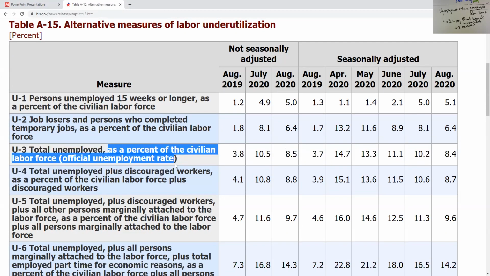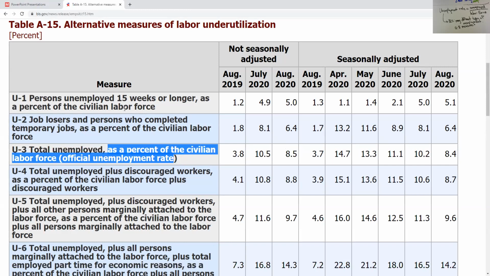And so to be unemployed, according to the BLS, you have to have been out of work and looking for a job for so much of your time. And so if you're just out of work, right? So a person's unemployed 15 weeks or longer or whatever, right? You don't count unless you're actively looking for a job.